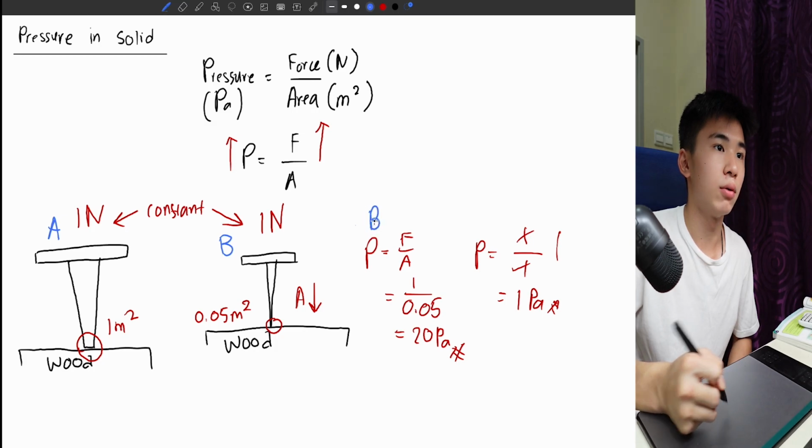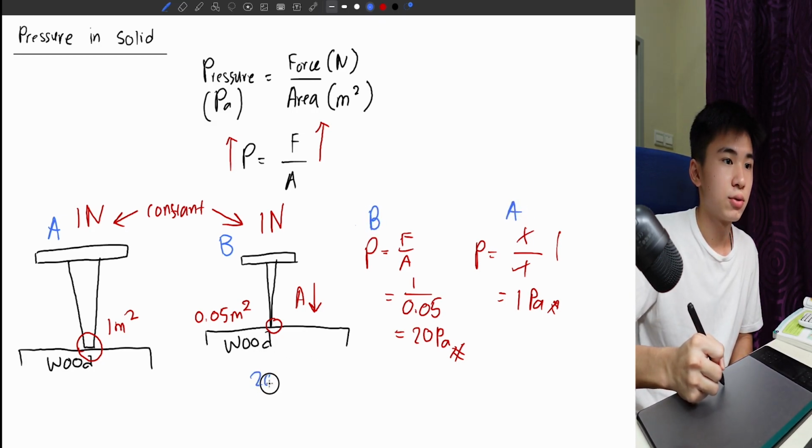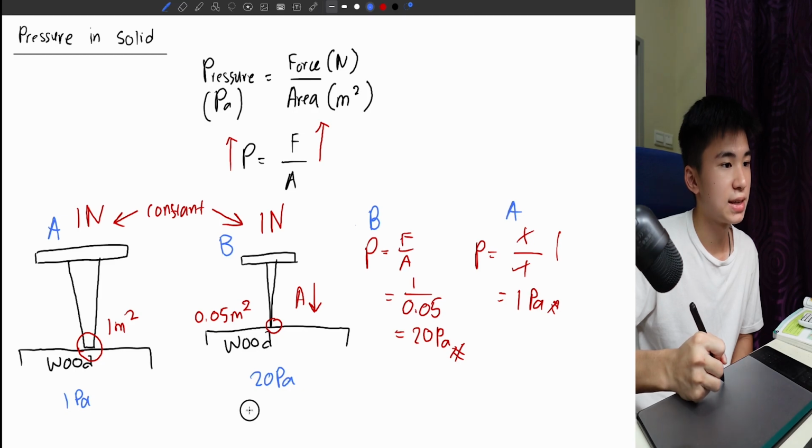So this will be our B and our A. Right here it is 20 Pa and 1 Pascal. So object B has greater pressure.